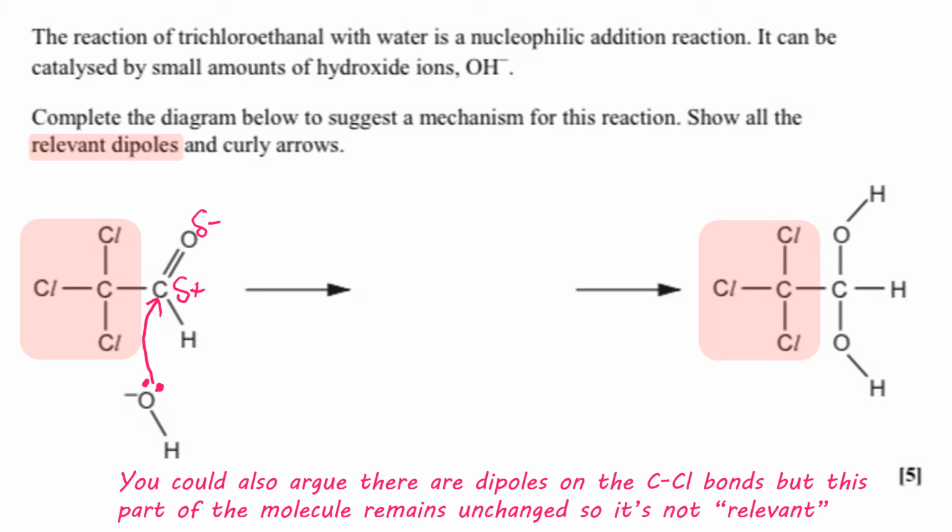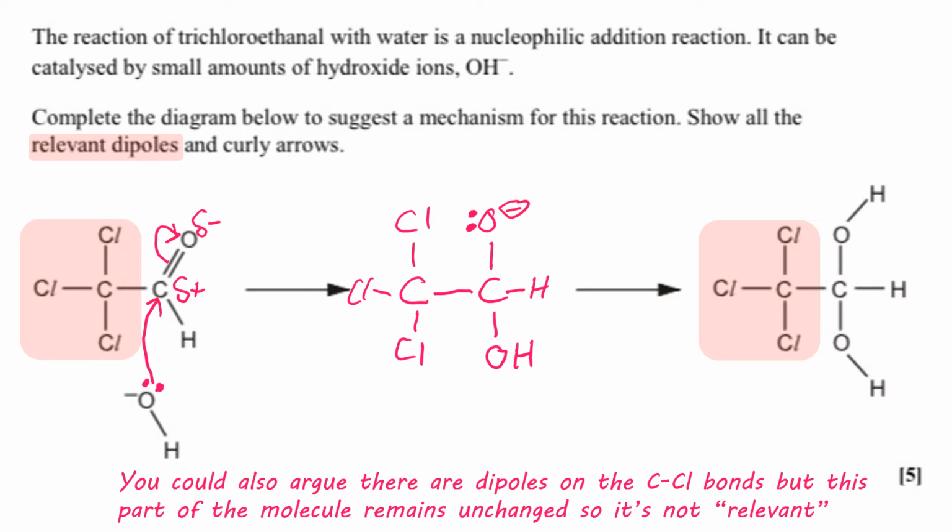So I've decided to put a lone pair on the oxygen on the OH. You could have also drawn an arrow straight from the negative charge. That's also okay. Either of those are acceptable. Then you break the pi bond in the C double bond O and you create an intermediate. So 2 electrons have gone into the oxygen atom. So we can pop those on there as a negative charge. And also I'm going to stick them on as a lone pair.